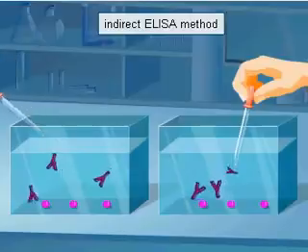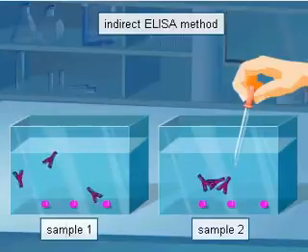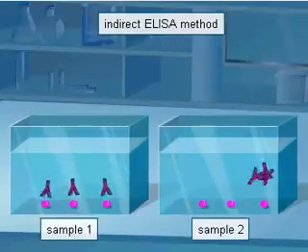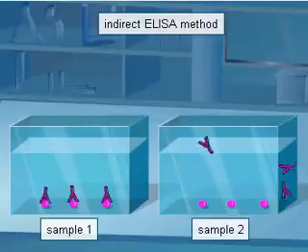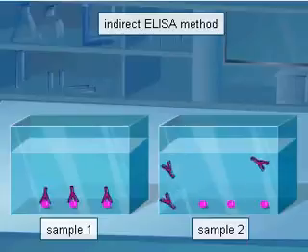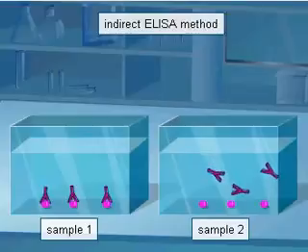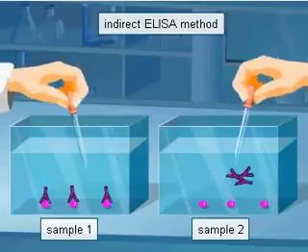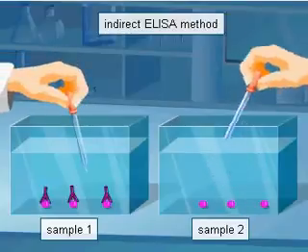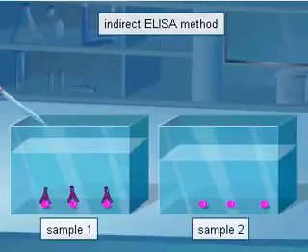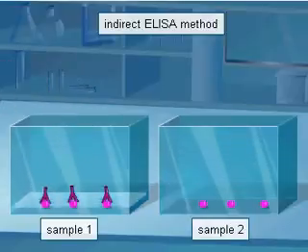If antibodies are present in sample 1, they will bind to the antigens that are absorbed onto the wall of the well. If the sample contains only non-specific antibodies, they will not bind to the antigen in sample 2. Rinsing removes any antibodies that do not specifically attach to the antigen absorbed onto the wall of the well.